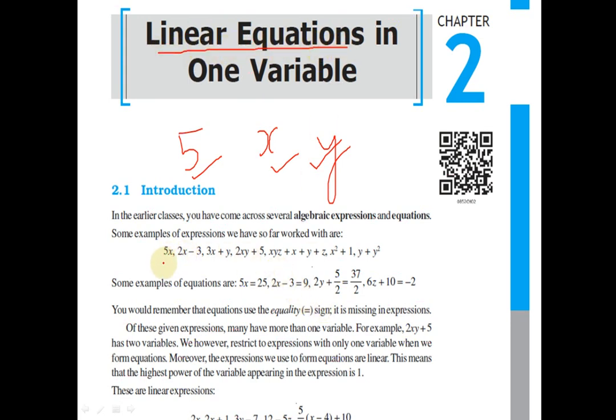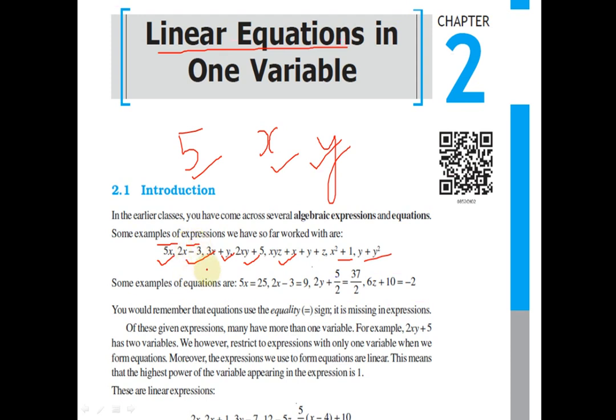So here in these given examples or expressions, all of these are linear equations while these two are not linear equations. Why is that? Because a linear equation is an equation in which the variable always has a power of 1. Whenever we have an expression in which the variable has a power of 1, then it is called a linear equation. Here, this is a linear equation in one variable.